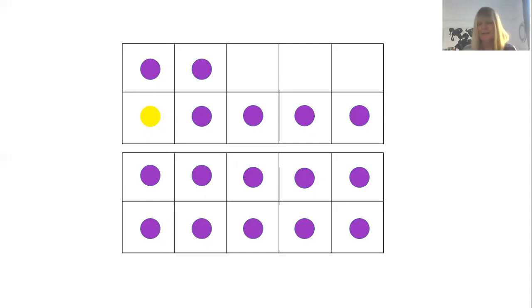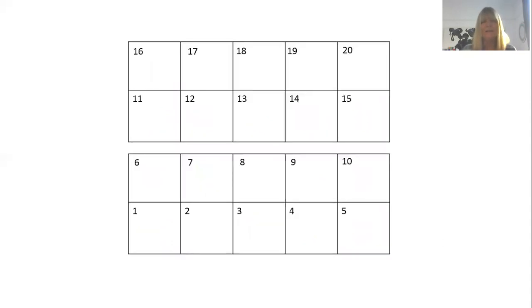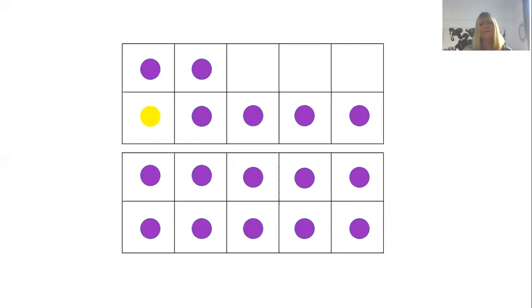Shall I be really kind and show you the slide before? Have a look where that yellow dot is. Can you see? Find it on that top 10 frame? Well, if you were able to tell your grown-ups that that is the number 11 square, you are doing really well, because it's a little bit tricky, that one. Well done you. Now let's carry on.